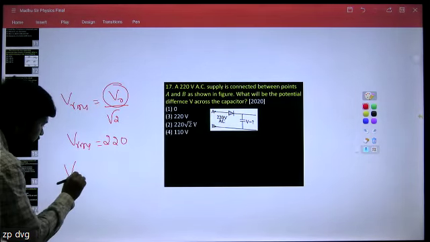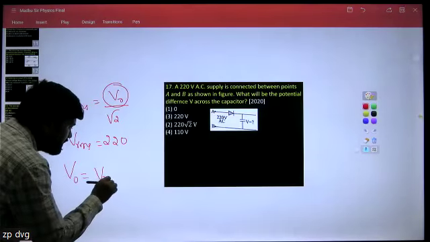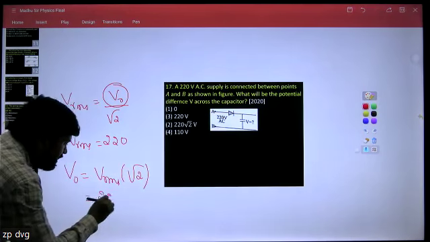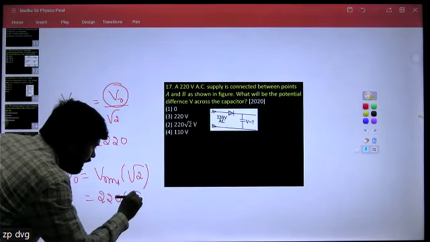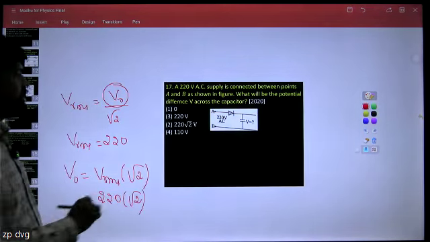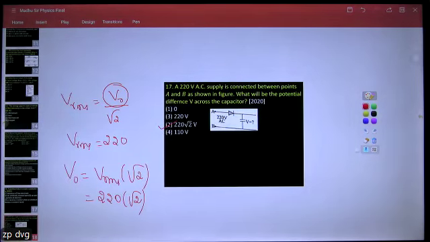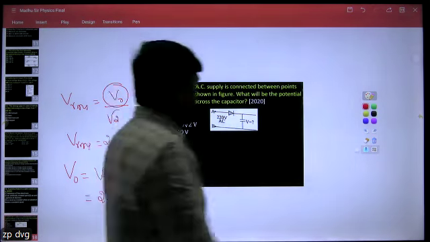Therefore, V naught is equal to V RMS into root 2. Therefore, V RMS value is 220, so V naught is 220 into root 2. Which option is correct? Option 2 is right. 220 into root 2 volt. Okay, next question.